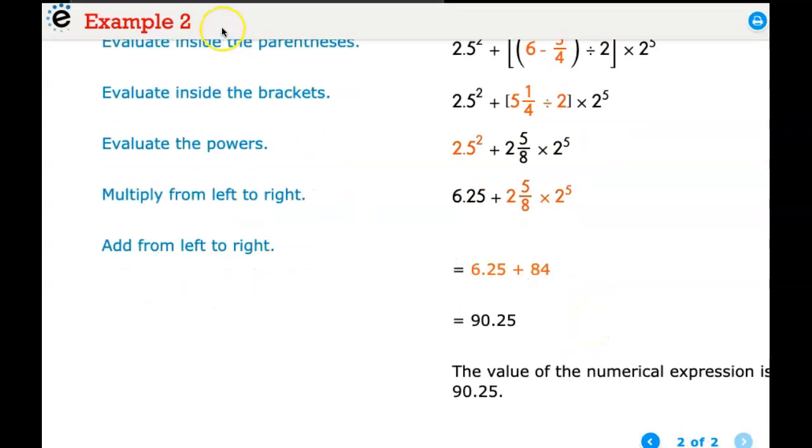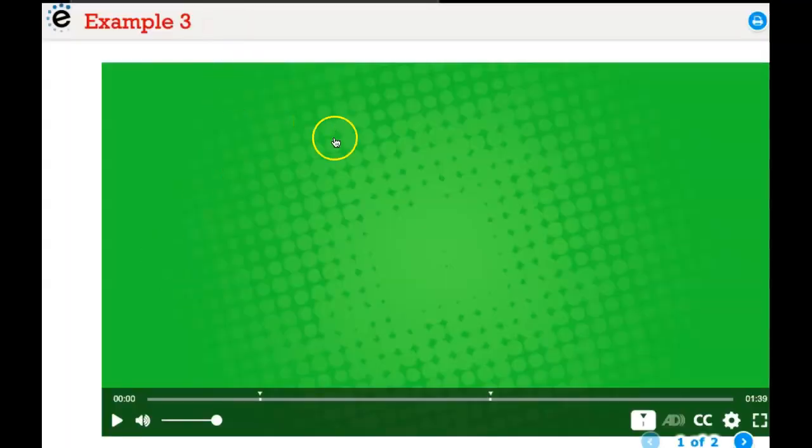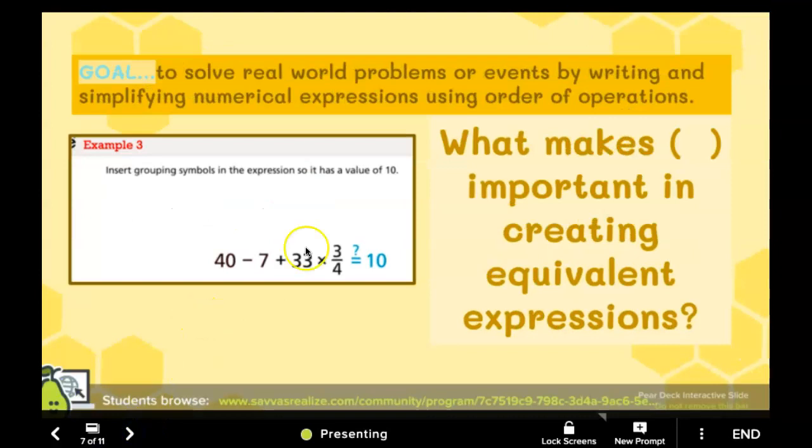So example number 2 is usually an extra example. Let's look at example number 3. Okay, let's listen to this. In our presentation, example number 3 is this. What makes the parentheses important in operating equivalent expressions? Why do you think it is important? Let's see how it says.